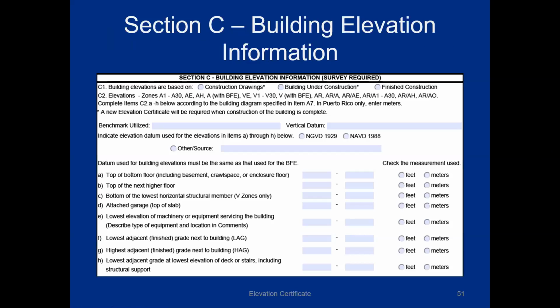Section C, building elevation information. This is the stuff that I look at most, because when I go out to communities and review permits and I'm trying to determine whether something's been built in compliance or not, if I have an elevation certificate that's been filled out properly, including selection of the correct diagram, I can usually tell right here if this is compliant construction or not.